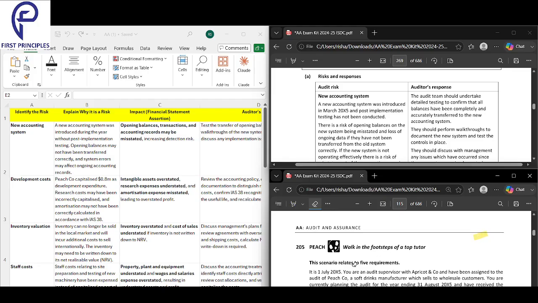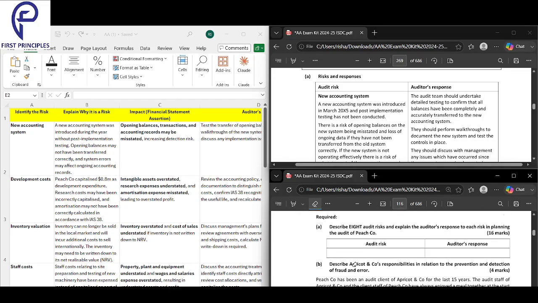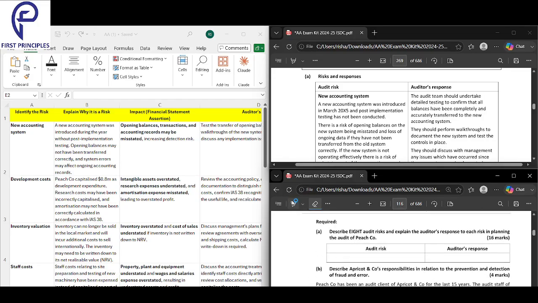When we talk about Peachco, this question has multiple requirements. The first of the many requirements talks about audit risk. We have to find out 8 audit risks, and we also have to give the auditor's response. What is the risk? What is the response? So we have to find 8 of them. That's our plan to focus on finishing this question: the risk and the response for 8 audit risks. Okay, so let's get started here.